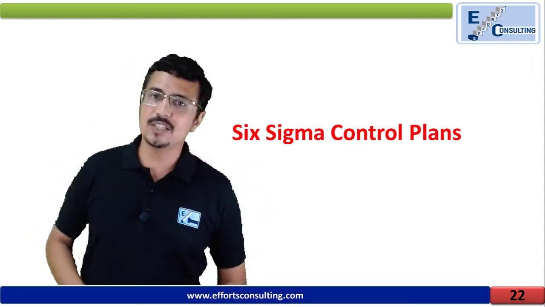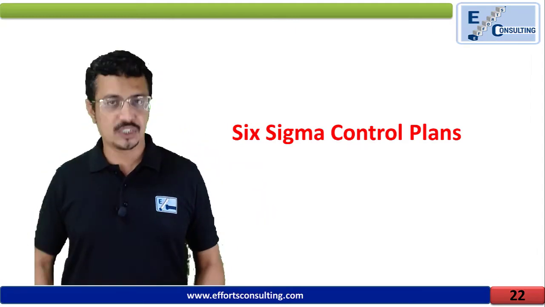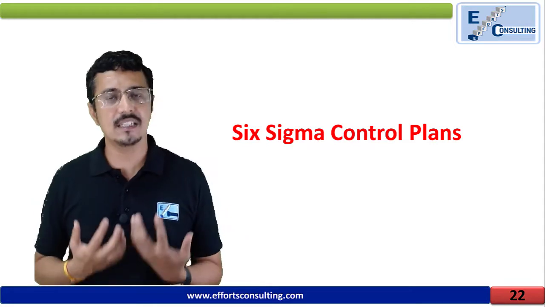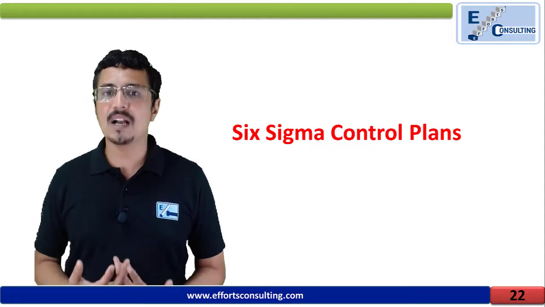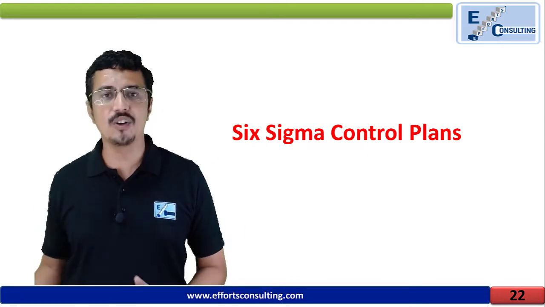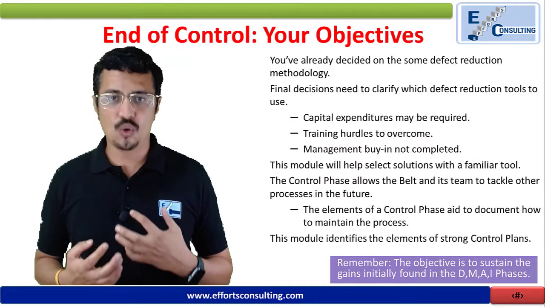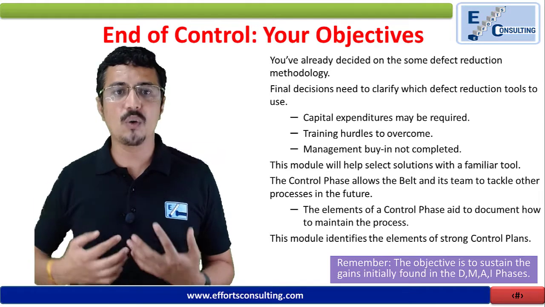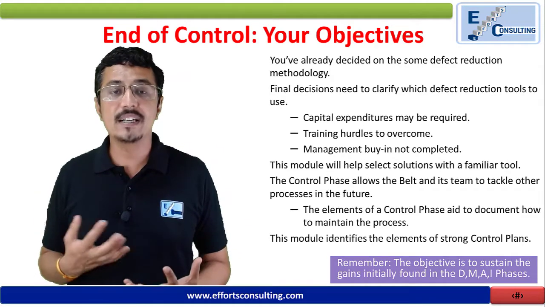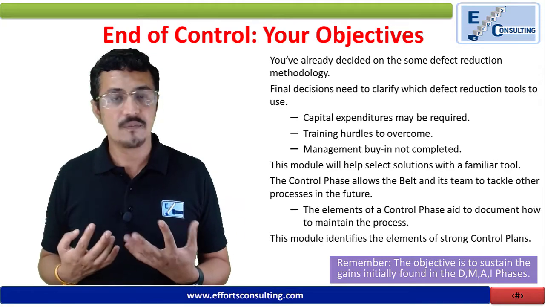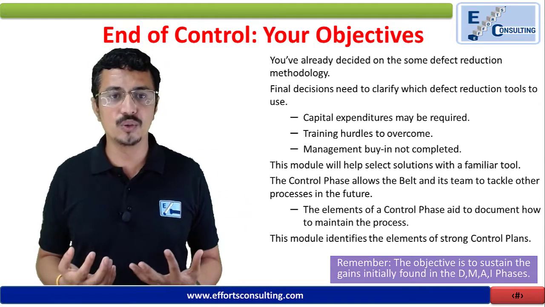Now we are actually ending this project, and let us understand in this particular video what Six Sigma control plans are and how you can end your project. End of control. So what is your objective? You have already decided some of the defect reduction methodology. Final decision needs to clarify which defect reduction tools you need to use.